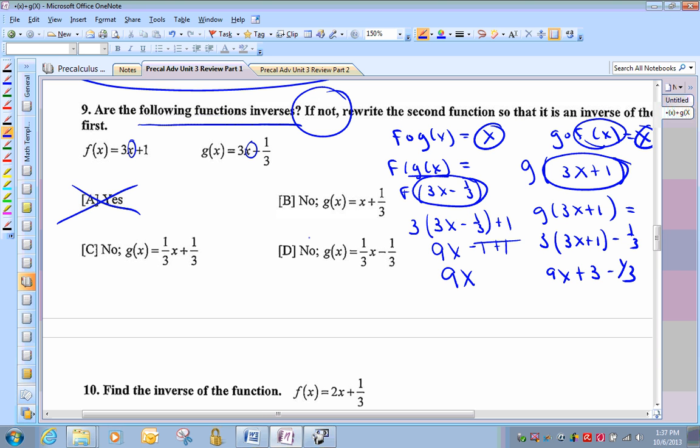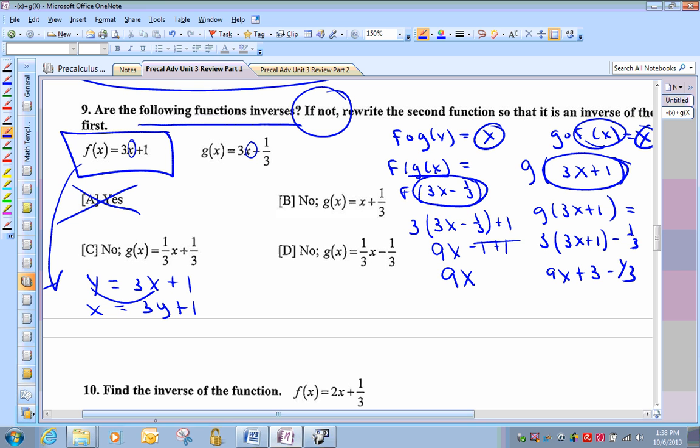Write the second function so that it is an inverse of the first function. So we want the inverse of the first function. So we're going to come down here. This was just proving yes or no. And we're going to write an inverse. We're going to write this originally as y equals 3x plus 1. We're going to switch the x and y's and say x equals 3y plus 1. And then we're going to solve. So we're going to subtract a 1 first and get 3y equals x minus 1. And then we're going to divide everything by 3.